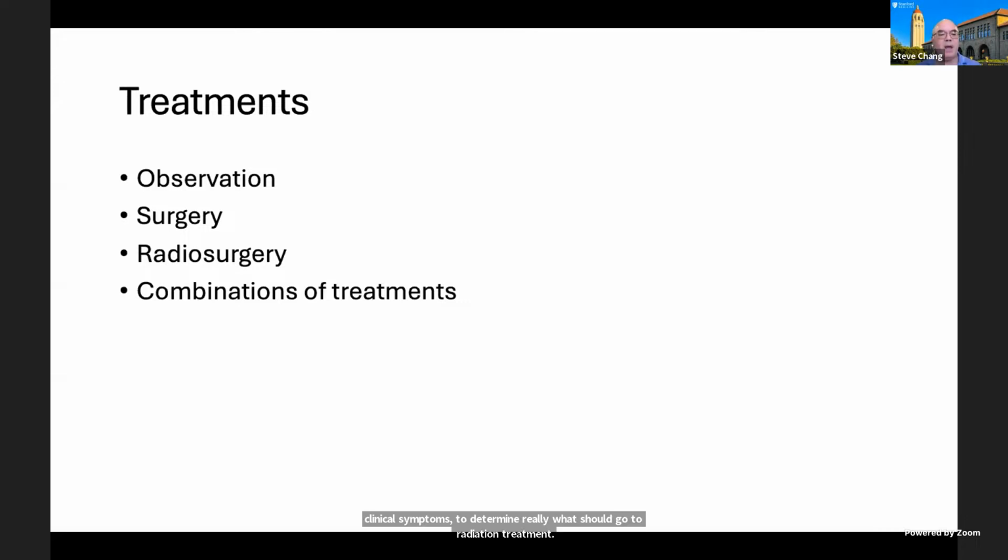And then the last option is a combination of treatments. There are some situations where you have either a large meningioma that needs several different stages of treatment, or if a patient has multiple meningiomas, you may need to combine some treatments to manage the tumor.